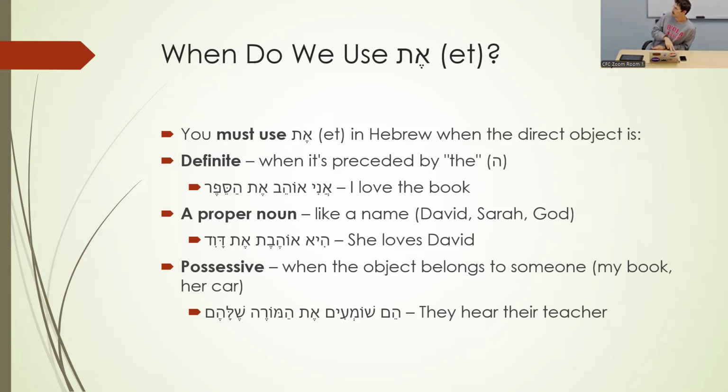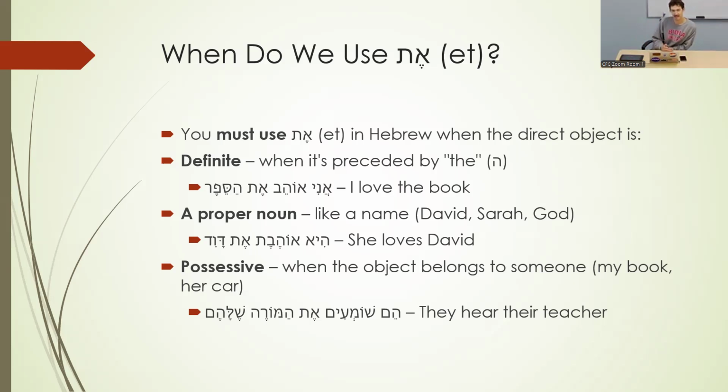Another way that you would encounter it is when it's a proper noun. So like David, Sarah, Luis, Brent, Carissa. So he ohevet et David, right? For example, he ohevet et David. You can't say he ohevet David. It's really bizarre. It sounds really weird.